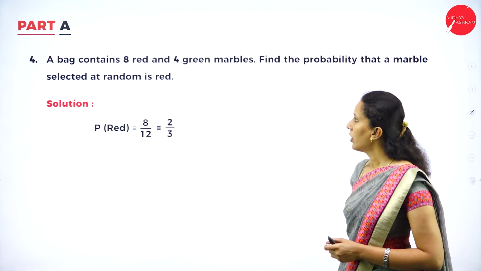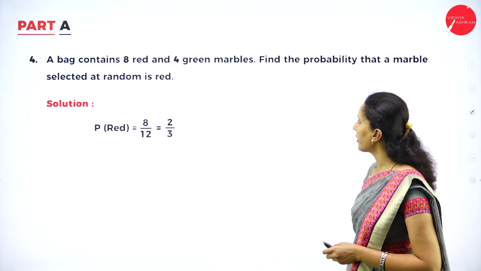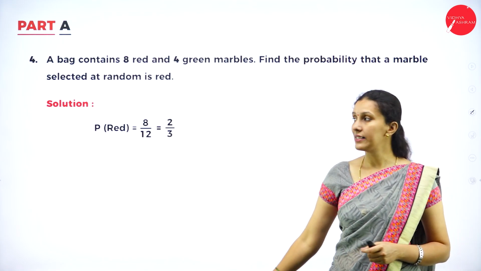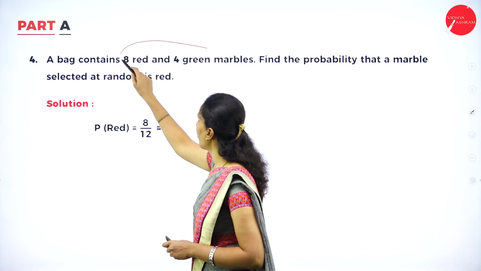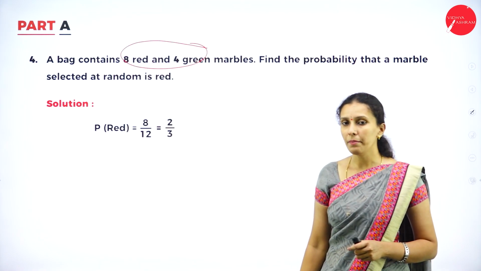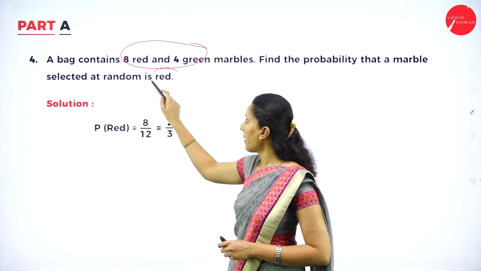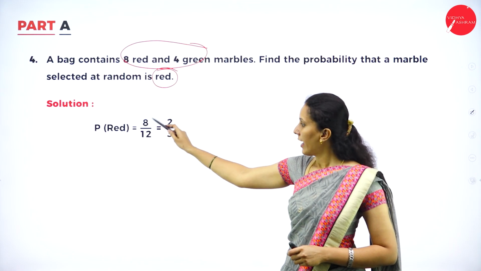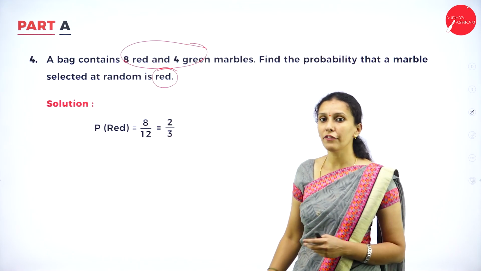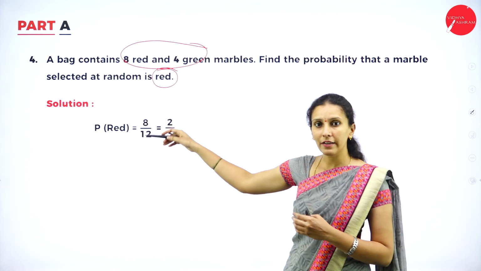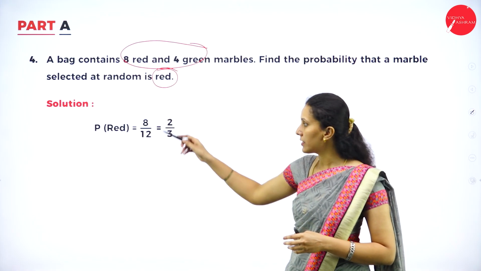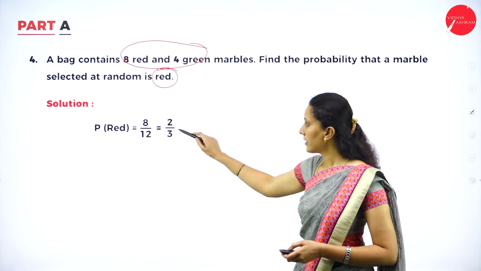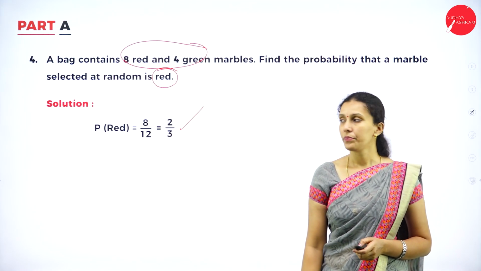So next we have, a bag contains 8 red, 4 green marbles. Find the probability that a marble selected at random is red. So we have 8 red and 4 green. In total we have 12 marbles, and we have to find the probability of getting red. So out of 12 marbles, 8 are red. Hence the probability can be written in the form of number of favorable cases divided by total number of outcomes. So that is 8 by 12. When you cancel, the value will be equal to 2 by 3. Hence 2 by 3 is the correct answer.